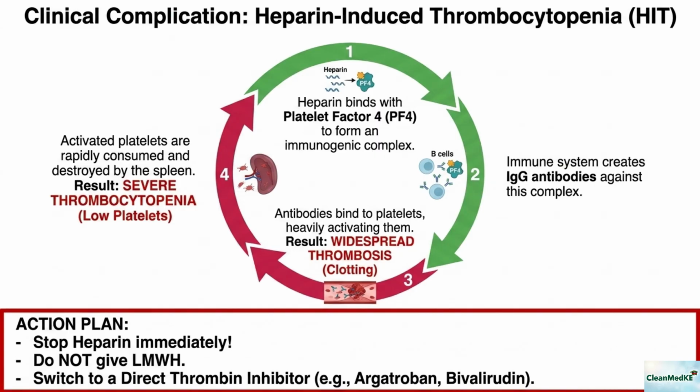We must watch for HIT, a severe immune complication. It occurs when heparin binds with platelet factor 4, PF4, creating a complex that triggers IgG antibodies. These antibodies activate platelets, causing widespread thrombosis, clotting, and a subsequent drop in platelet count as they are consumed. Action plan: stop all heparin immediately. Do not give LMWH, and switch to a direct thrombin inhibitor, like argatroban.